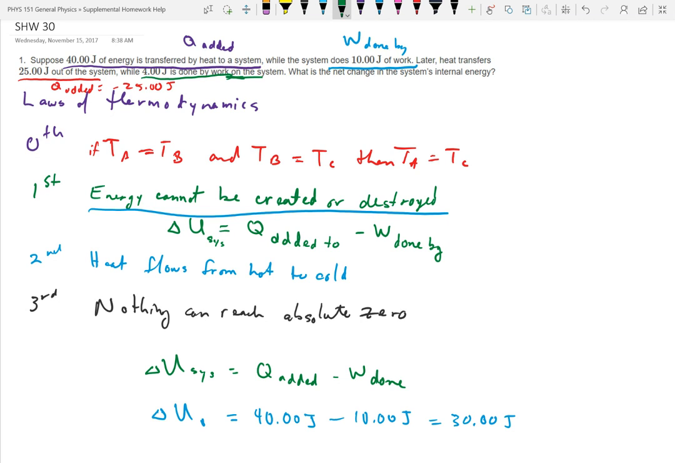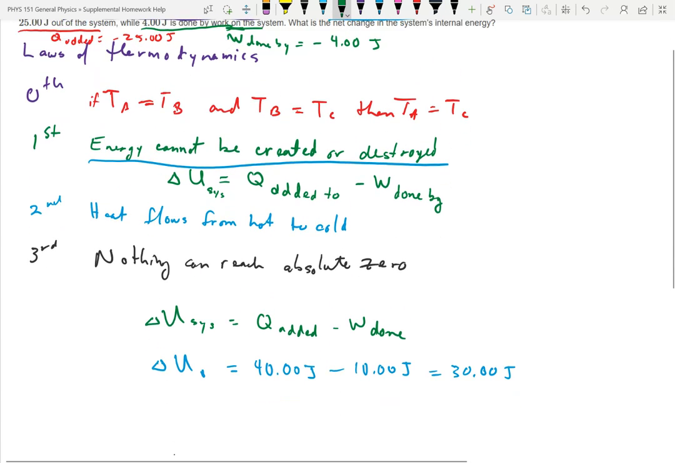The wording here is kind of odd. While 4 joules is done by work on the system. I would have said why 4 joules of work is done on the system is how I would have rearranged those words. So that's going to be work done by is equal to minus, because that was done on the system. So then we would end up just adding.